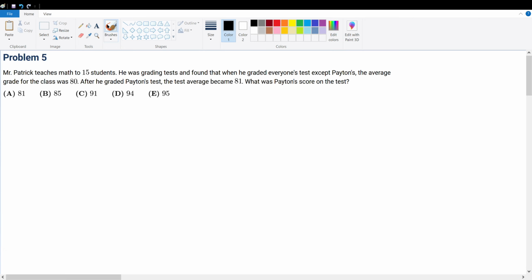Problem 5. Mr. Patrick teaches math to 15 students. He was grading tests and found that when he graded everyone's test except Peyton's, the average grade for the class was 80. After he graded Peyton's test, the test average became 81. What was Peyton's score on the test?